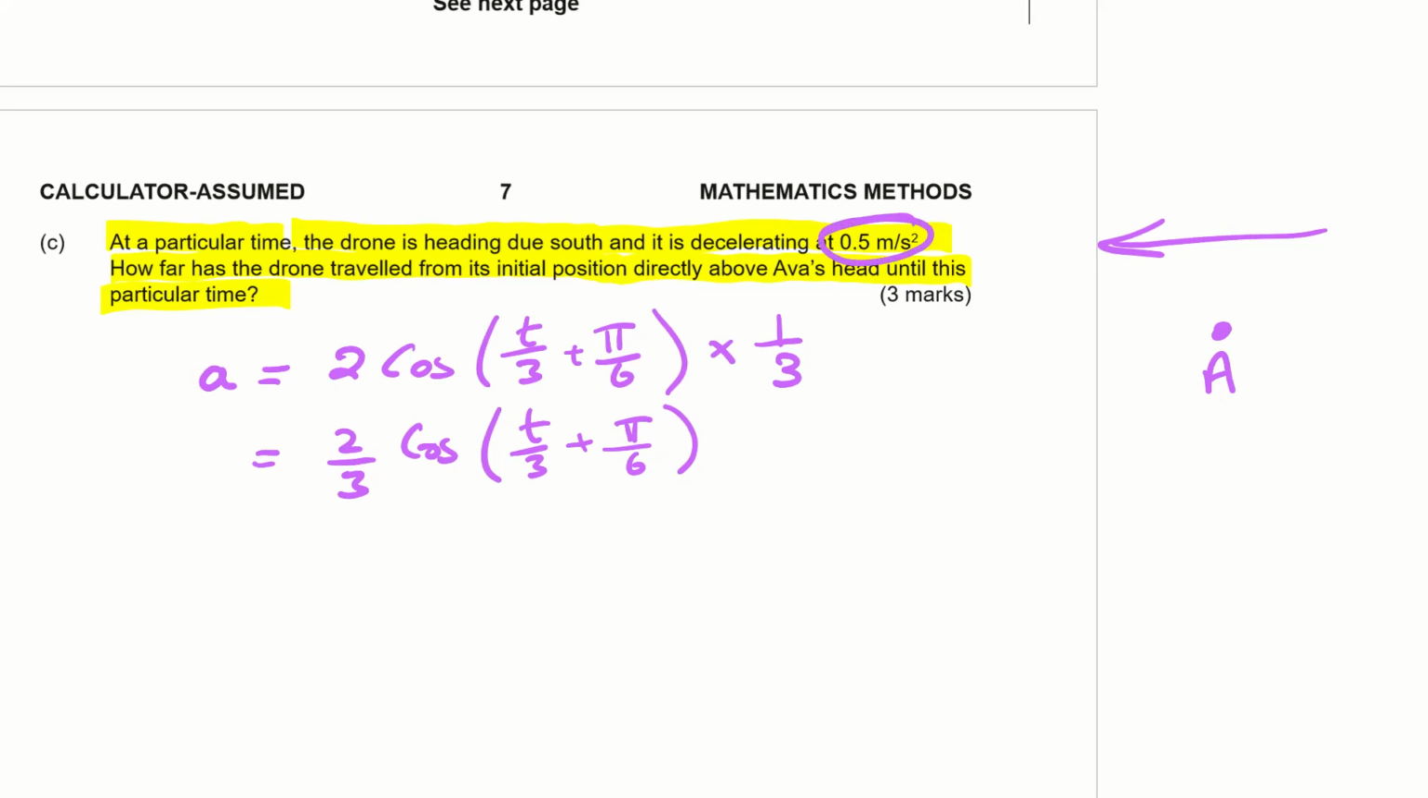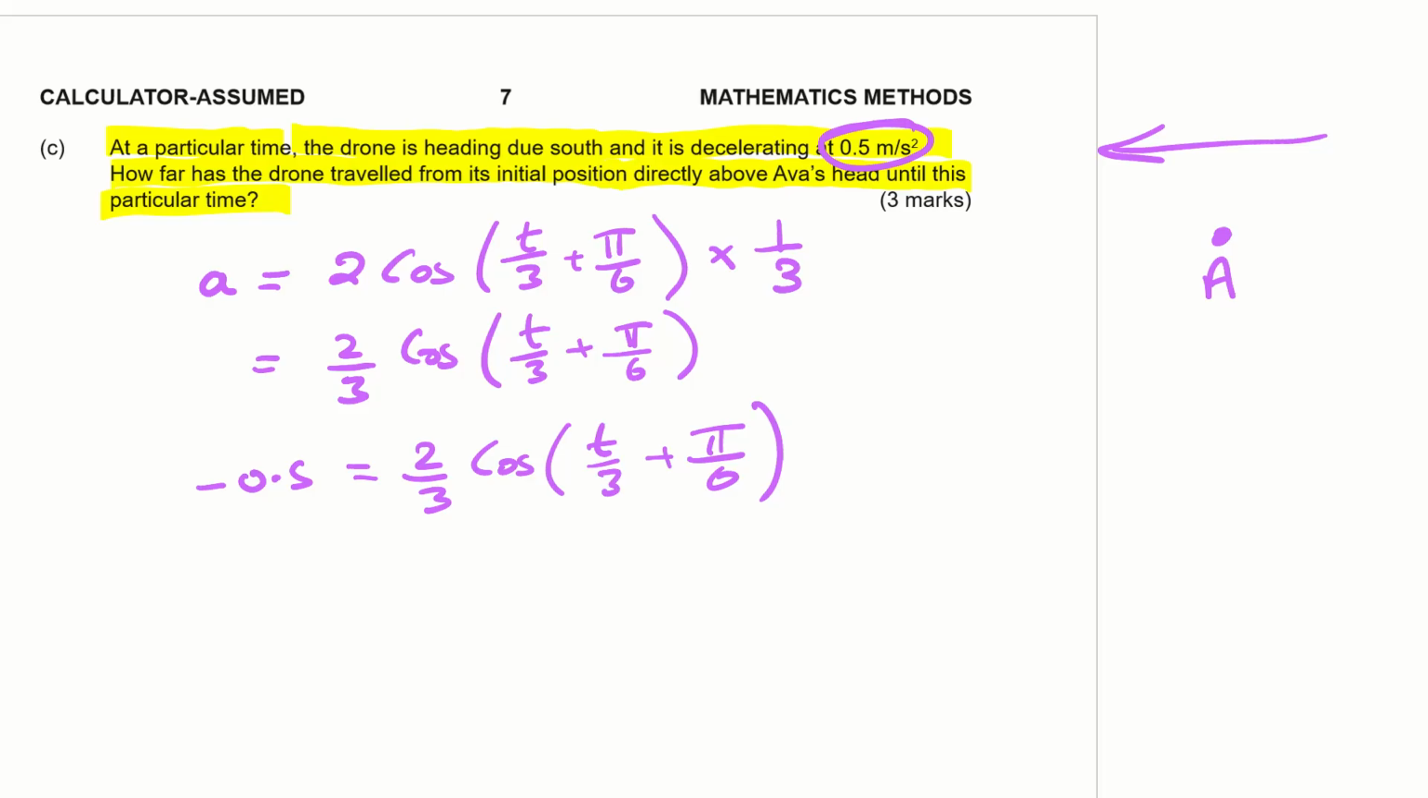Now, decelerating at 0.5 means negative 0.5 equals 2/3 cos(t/3 + π/6). And we want to solve that. And don't forget, on the class pad, use the given line with t between 0 and 16. Make sure you're in radian mode, and that will really help. And you'll get t is equal to 5.6858, and 10.0222 as the answers in the given range.